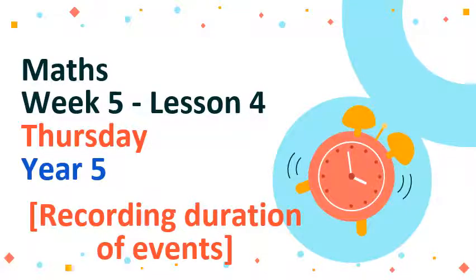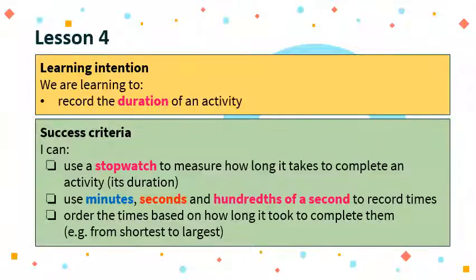Welcome back, everybody. This is week 5, lesson 4, Thursday for year 5. Today, we're looking at recording duration of events. So today, you're going to be recording the duration of an activity. That's how long it takes to complete an activity. You're going to be using a stopwatch to measure how long it takes to do the activity. So it's a duration. You're going to be using minutes, seconds, and this new unit of time we're going to look at today is hundredths of a second. And lastly, you're going to order the times based on how long it took to complete them.